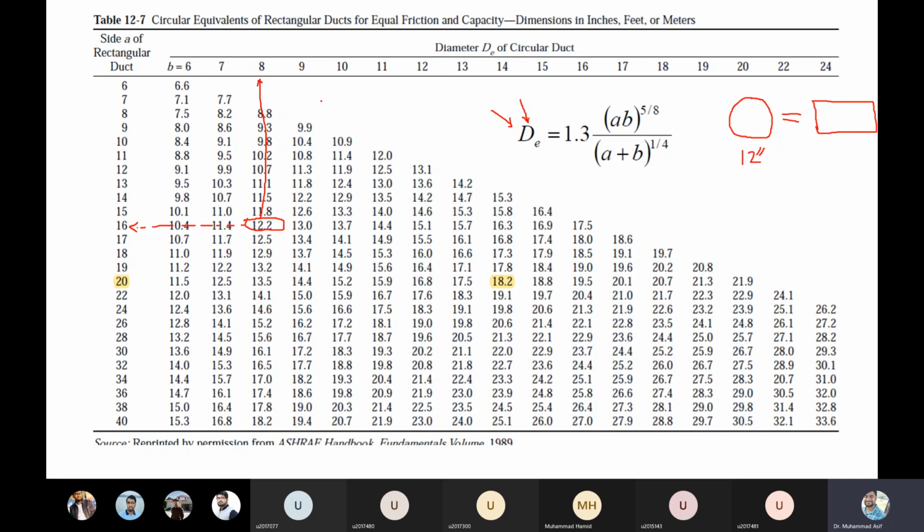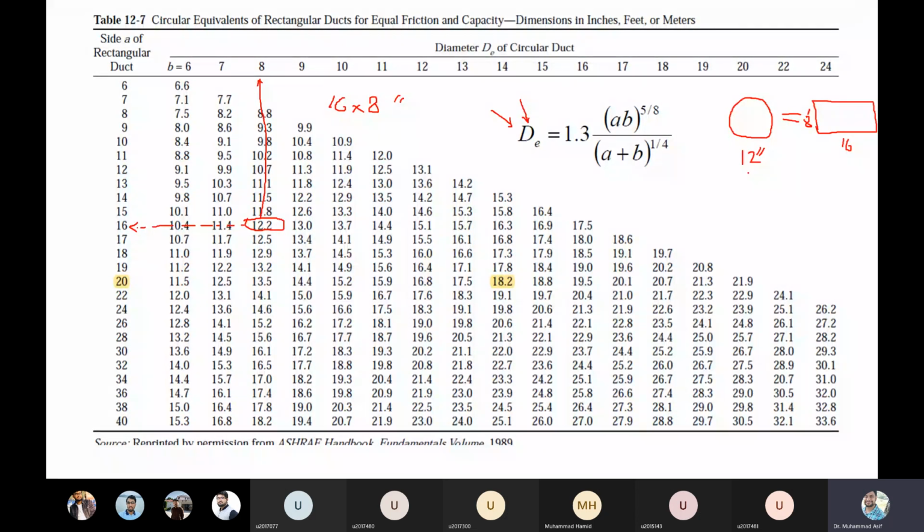So you can select a 16 by 8 inch duct, which is equivalent to this circular duct. That means you can have 16 by 8 inch, and you can have more than one combination as well, depending upon the available space.